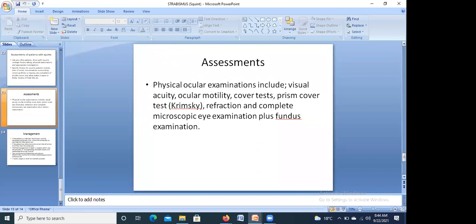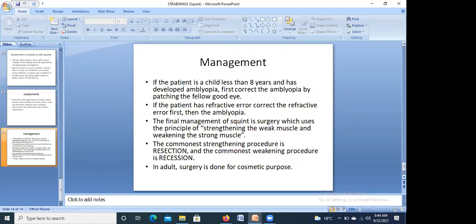And of course, you also have to do fundoscopy. I said one of the causes is retinoblastoma, or retinal detachment. So you have to do fundoscopy to examine the fundus and rule out retinoblastoma or any retinal detachment. The management of strabismus takes basically three main components.